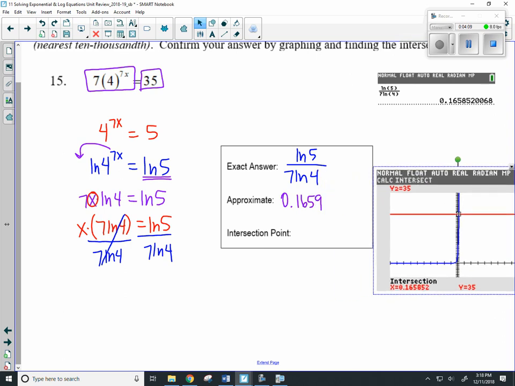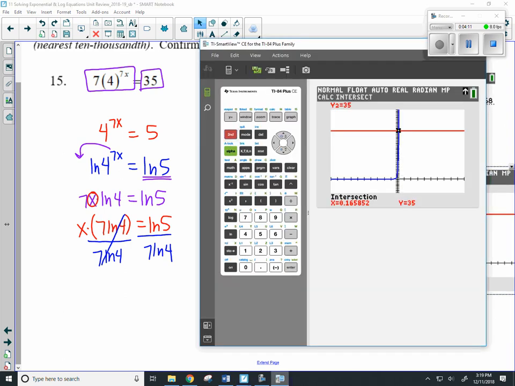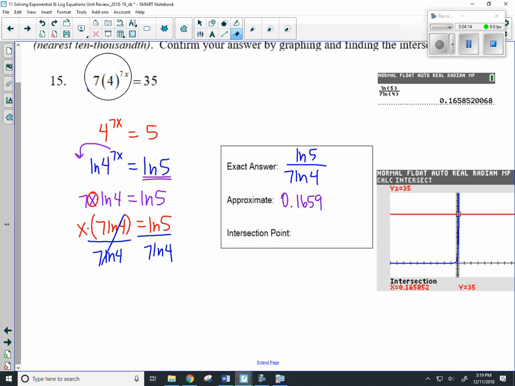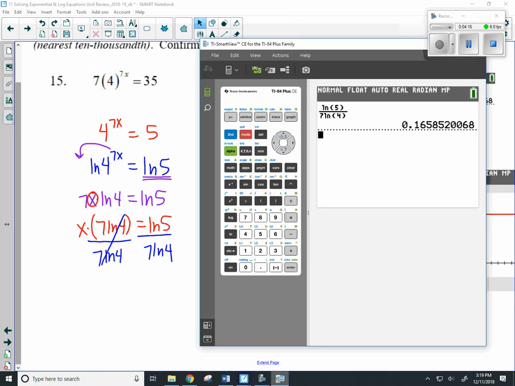The other way you could check your answer is just by replacing what you got for x in your equation. So we originally had 7 times 4 raised to the 7x. So 7 times, in place of x, I'm just going to arrow up and make my calculator grab that decimal answer. And because my calculator rounded it slightly, it's giving me 35 with a bunch of zeros and 1, but essentially it's just 35. So that answer is checked.